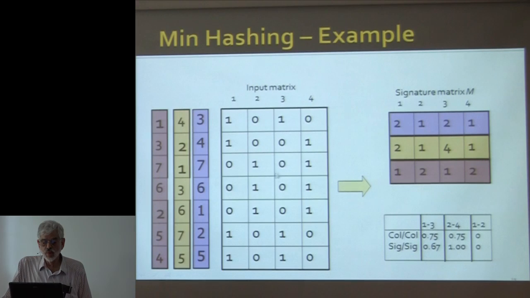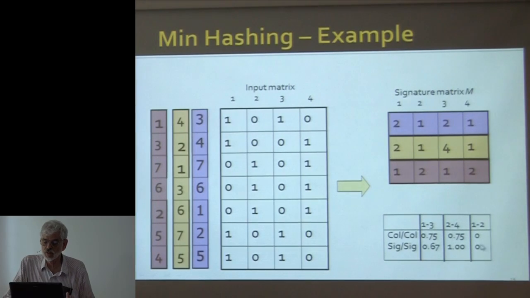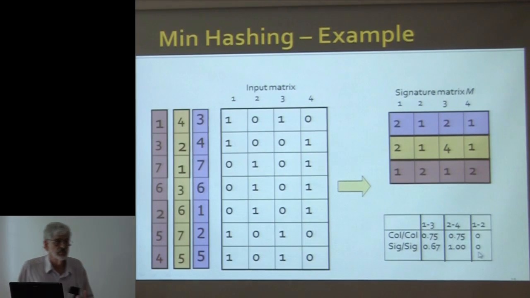Between 1 and 2, well, they actually have an empty intersection. If you have an empty intersection, there's no way you're going to get 2 min-hash functions the same because the set there are no type A rows. So not surprisingly, you'll get 0 for both the column-to-column and signature-to-signature similarity.